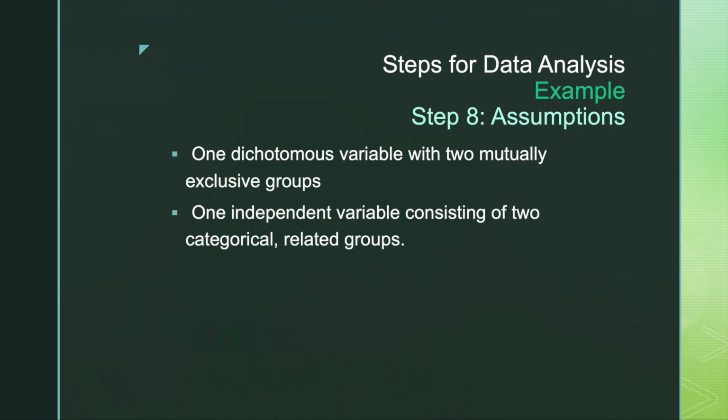There are 2 assumptions that we need in order to use the McNemar test. The first is that we have a dichotomous variable with 2 mutually exclusive groups, and the second is that we have an independent variable consisting of 2 categorical related groups.